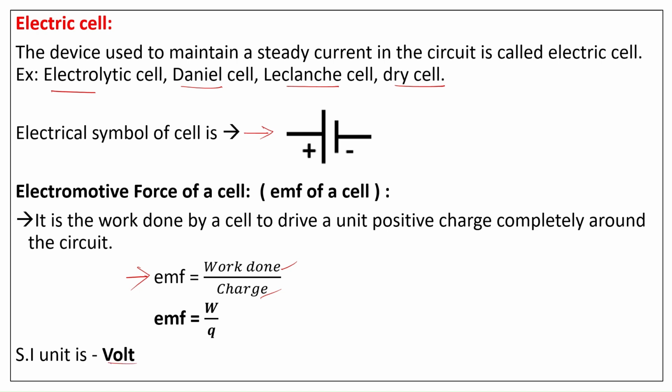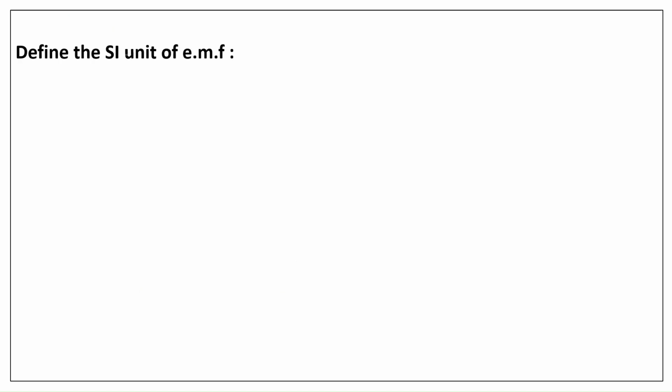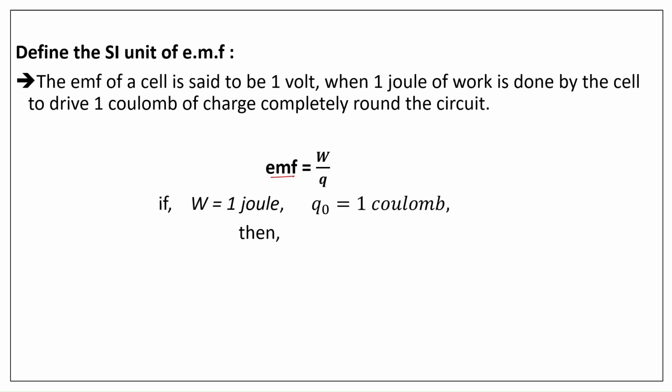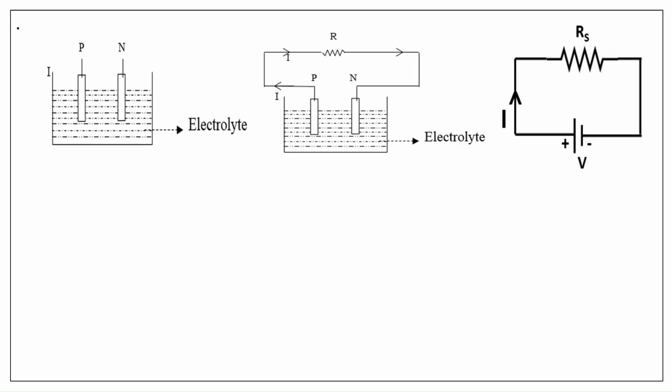SI unit is volt. Define the SI unit of EMF. The EMF of a cell is said to be 1 volt when 1 joule of work is done by the cell to drive 1 coulomb of charge completely round the circuit. Therefore, EMF is equal to W by Q. Consider: if W is equal to 1 joule and Q is equal to 1 coulomb, so EMF is equal to 1 by 1, that is, EMF is equal to 1 volt.